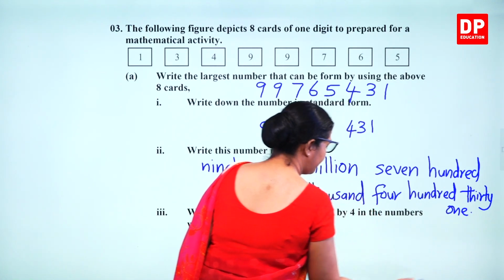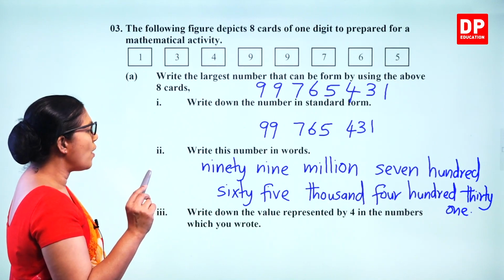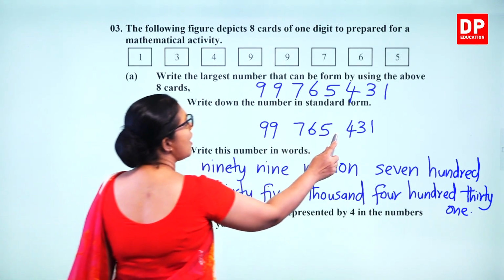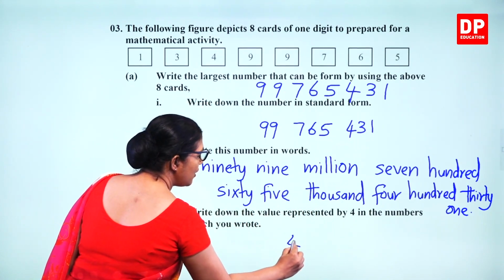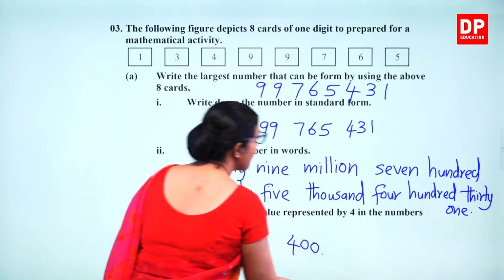765,431. Then write down the value represented by 4 in the number which you wrote. So that's in the hundreds place. The value is 400. So how many marks?